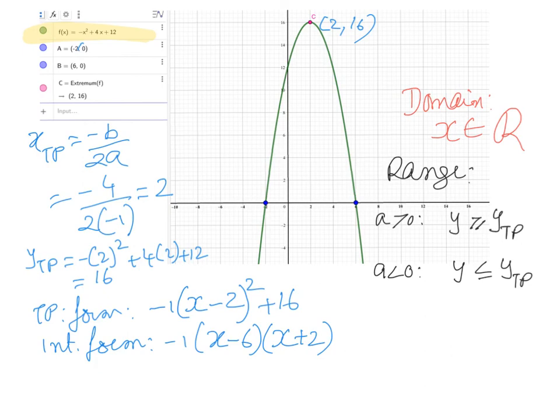So in this case, my range will be y less than or equal to 16. This is my range for this particular example.